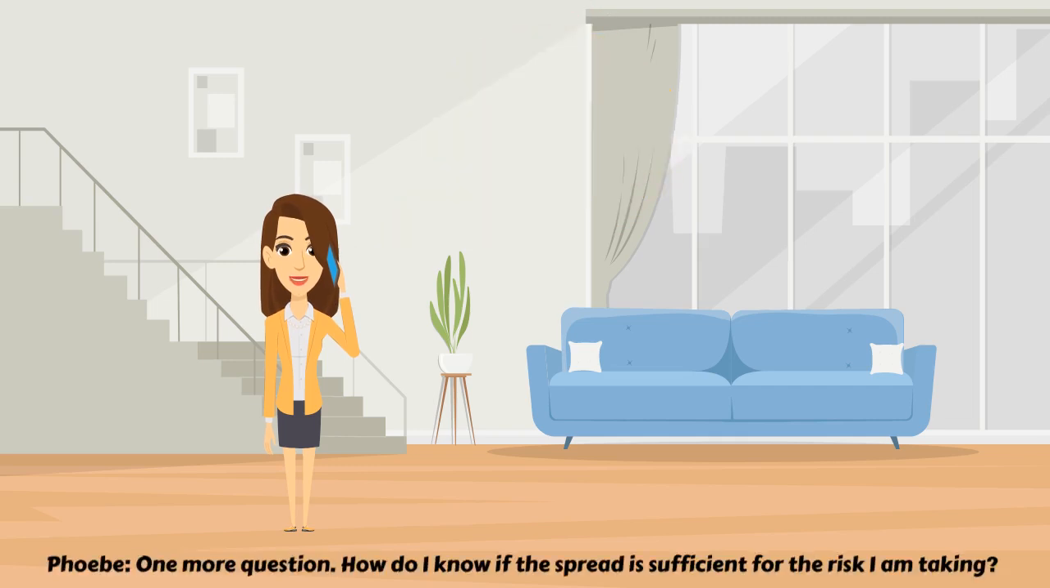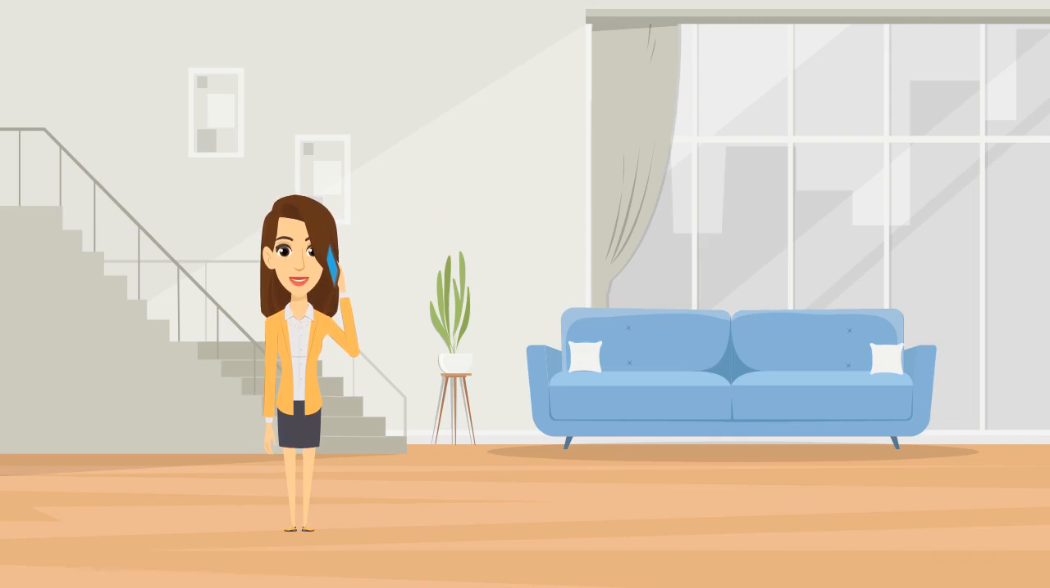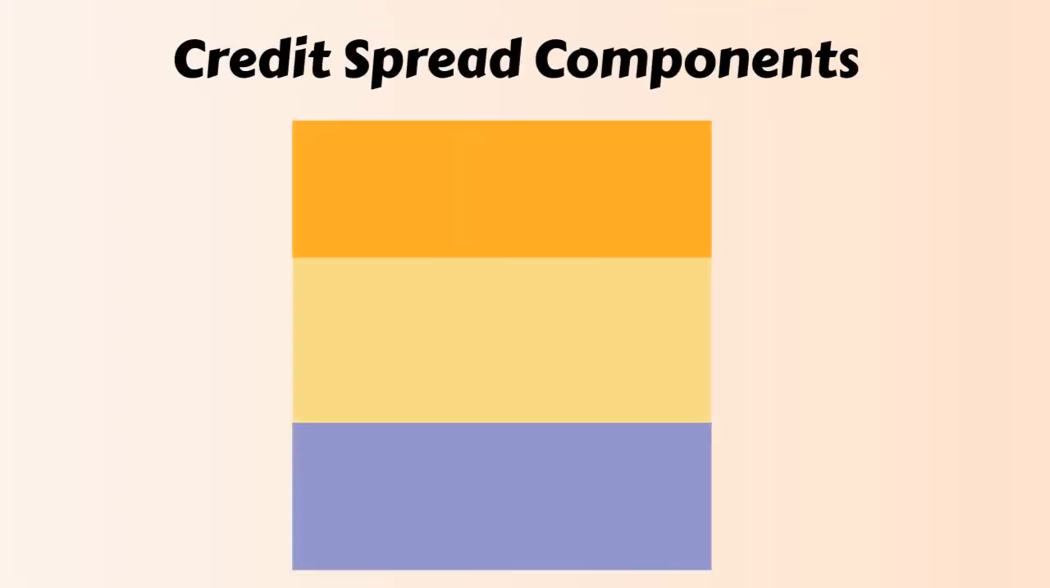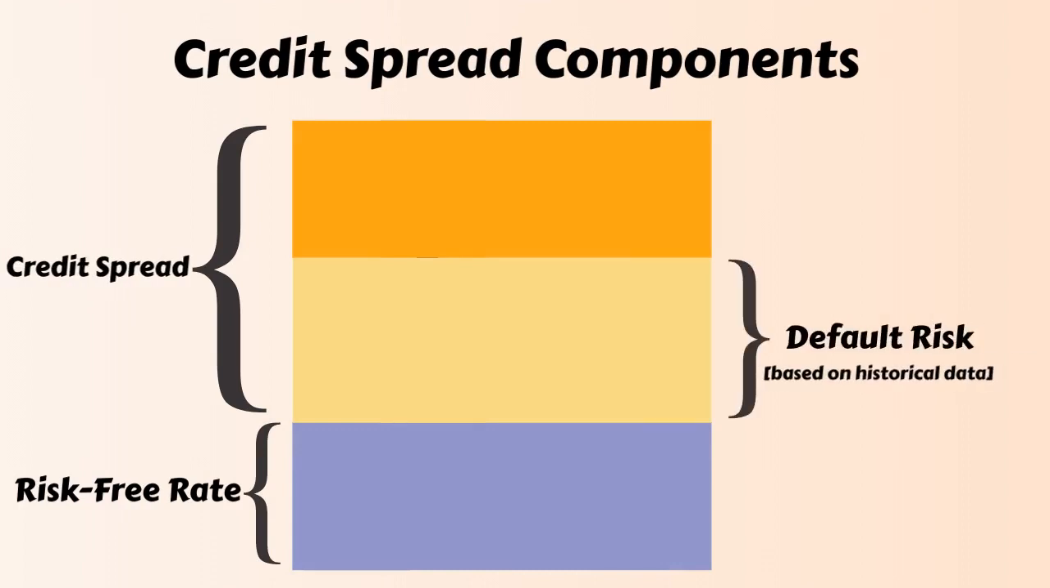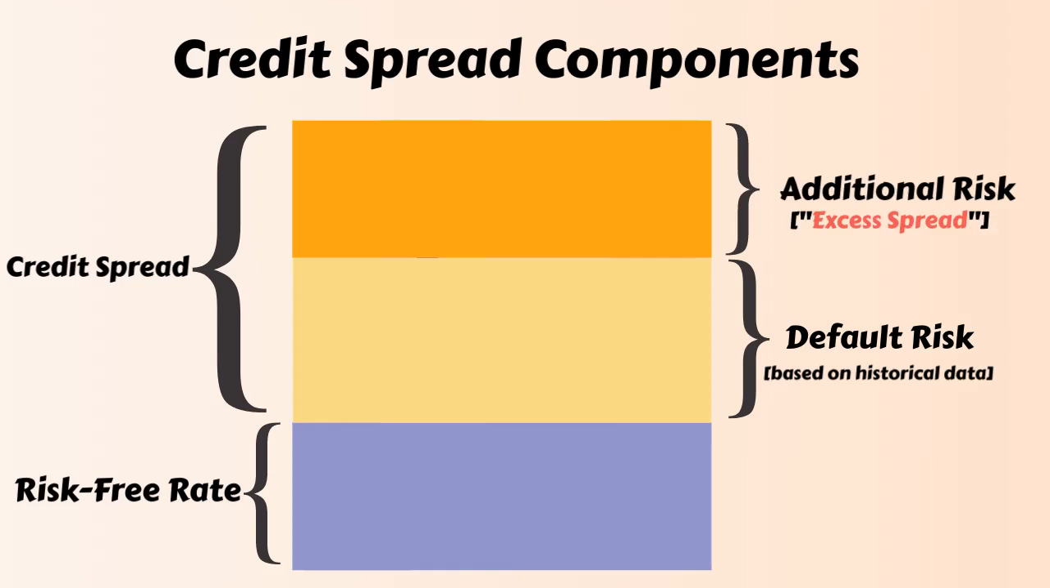One more question. How do I know if the spread is sufficient for the risk I am taking? From the spread, when you take away the historical default risk, you will end up with the excess spread. How large the excess spread is will depend on where you think the economy and the firm's financial health will be headed.